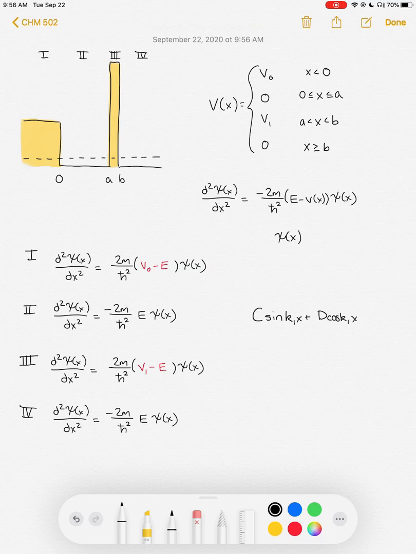And I'm going to have different k's here in different parts of the problem. The k's are essentially representing the square root of these terms that are multiplied by my wave function. And so you can see there's 3 different ones, so there'll be 3 different k's.